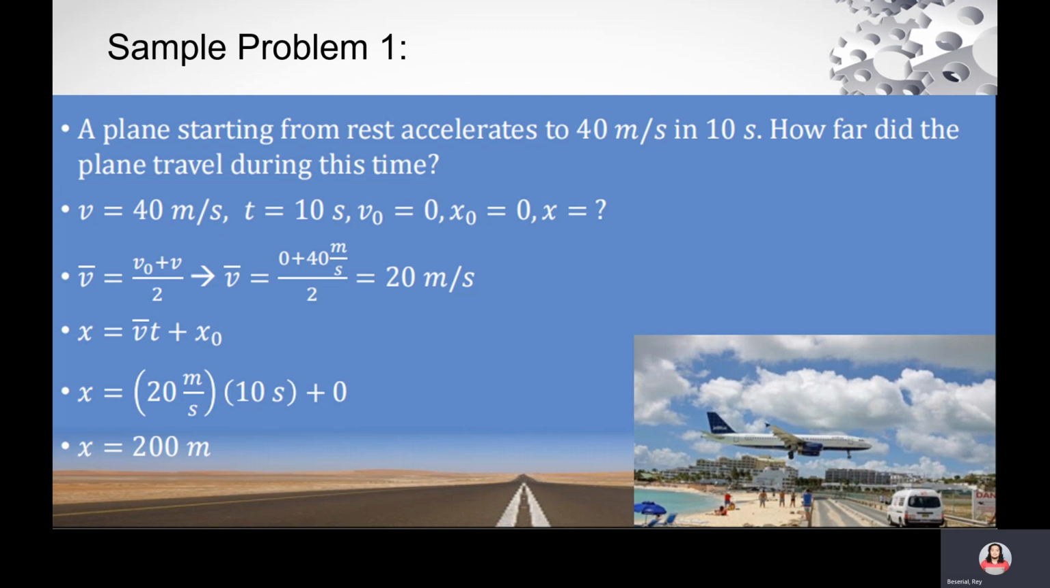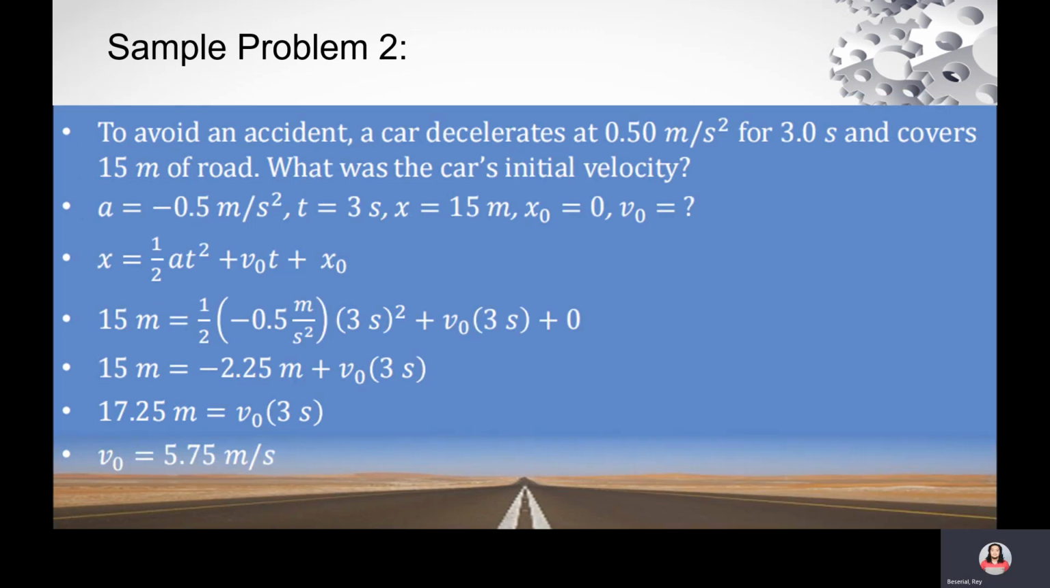So, okay. So, next problem. To avoid an accident, a car decelerates at 0.5 meter per second squared for 3.0 seconds and covers 15 meters of road. What was the car's initial velocity?